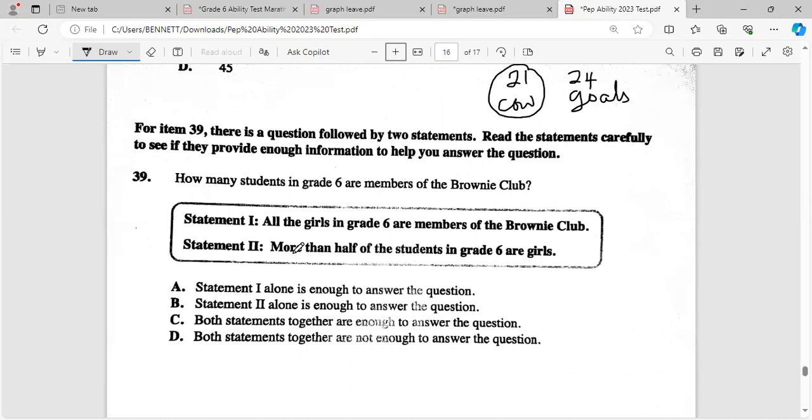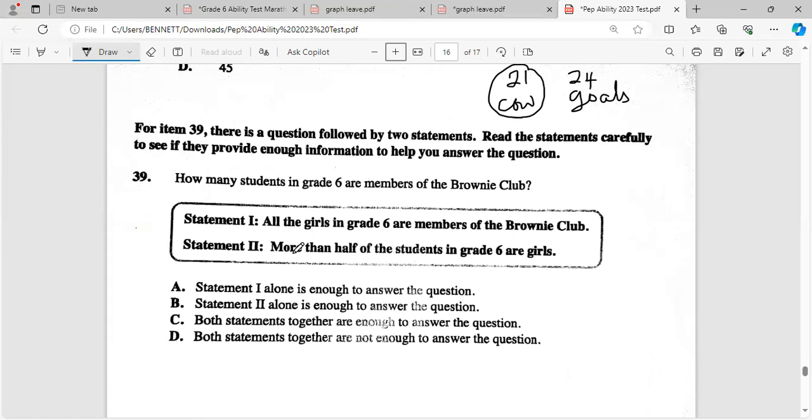Sir, Ian. Go ahead, Ian, for 39. Okay, sir. It says for item 39, there is a question followed by two statements. Read the statements carefully to see if they provide enough information to help you answer the question. How many students in grade 6 are members of the Brownie Club? Statement 1: All girls in grade 6 are members of the Brownie Club. Statement 2: More than half of the students in grade 6 are girls. A. Statement 1 alone is enough to answer the question.